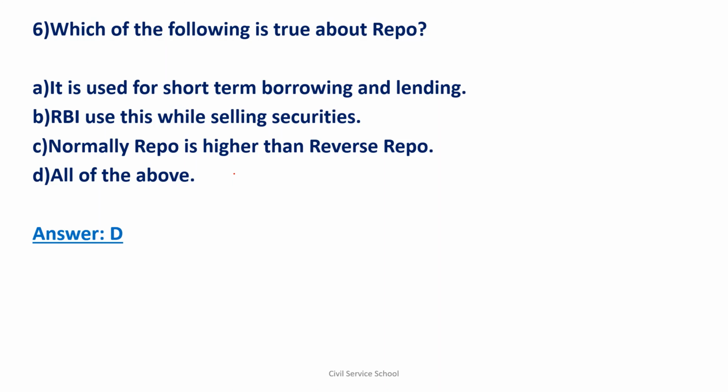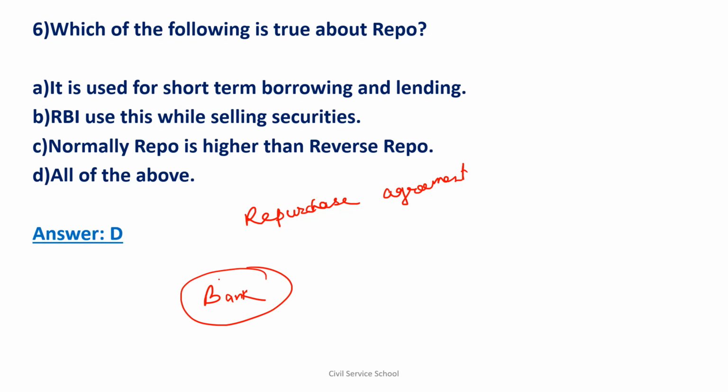Which of the following is true about repo? Repo means repurchase agreement. So when there is a bank and there are those PSUs and these corporate banks, etc., and there is the RBI. When banks take money from RBI, then that interest rate is called repo. And when RBI takes money from banks, that interest rate is called reverse repo.